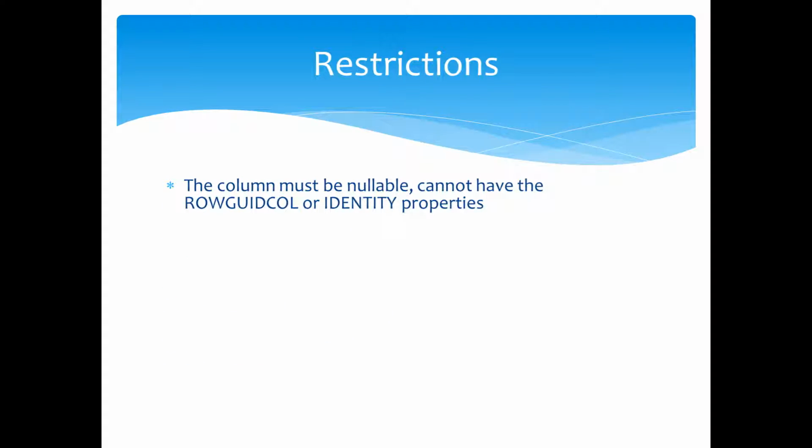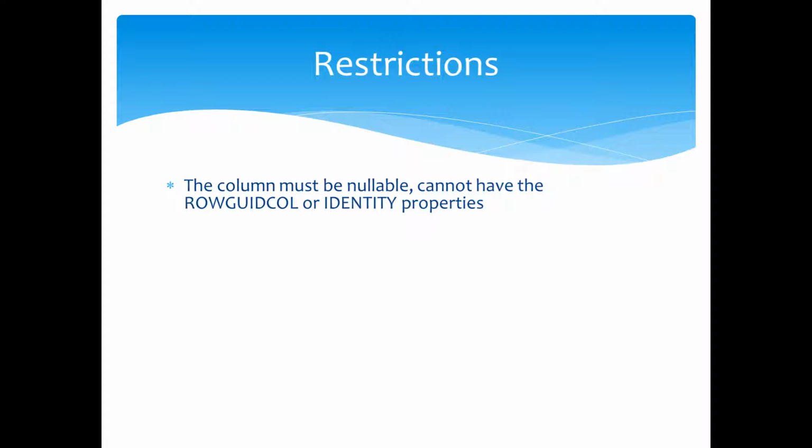So a couple of restrictions. As we know, there are always restrictions on these kinds of things. The column must be nullable. Well, that makes perfect sense, and that's Microsoft documentation for you, stating the obvious. It also cannot have the ROWGUIDCOL or IDENTITY properties. Kind of makes sense, especially with identity, as you've probably seen.